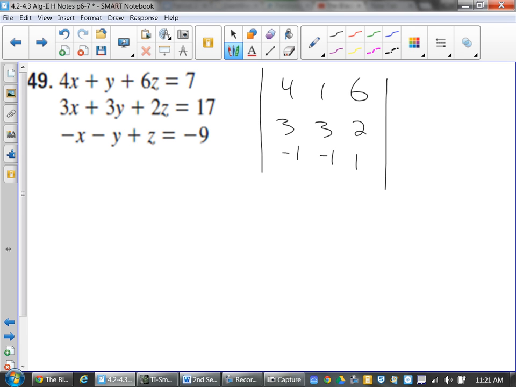Just watch. This is a really nice trick. It doesn't take much longer or shorter. It's just a little bit easier on your brain. So, if you're trying to find x.